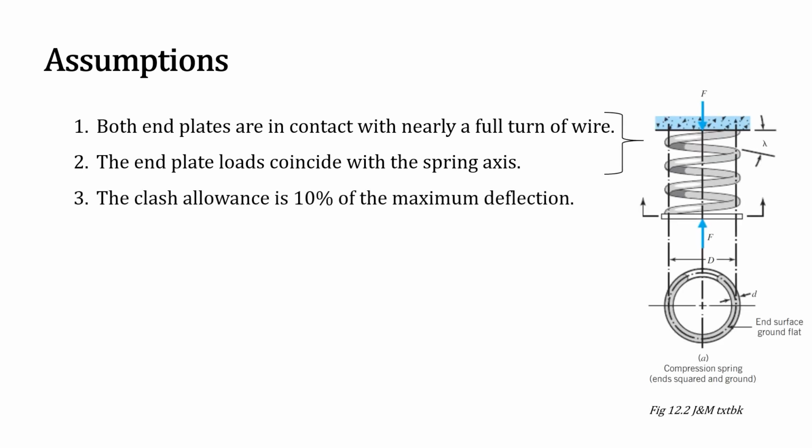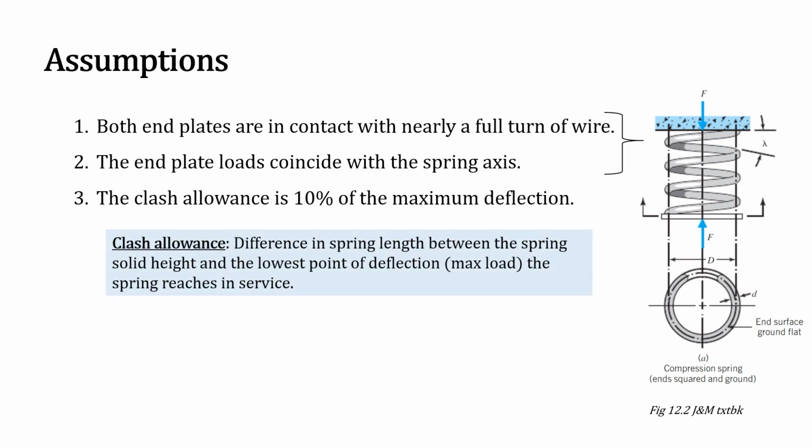And then the third one that is stated in the question is that the clash allowance is 10% of the maximum deflection. So just a definition of the clash allowance, it's the difference in spring length between the spring solid height and the lowest point of deflection the spring reaches in service. And I'll go into a little bit more detail what that actually means in just a couple slides here.